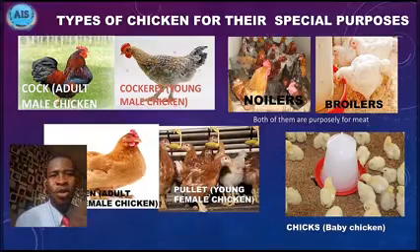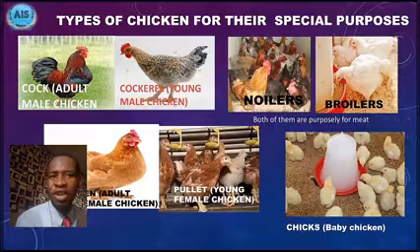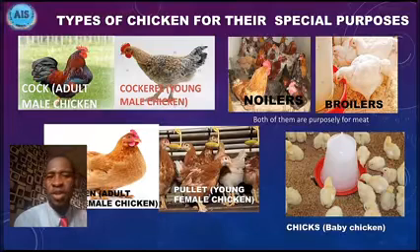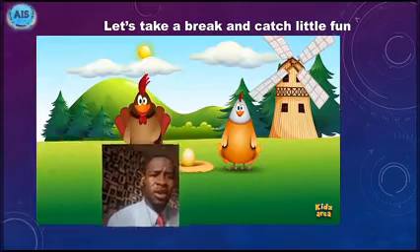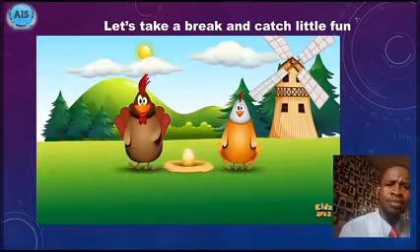And we also have noilers and broilers. Noilers and broilers, both of them are for meat production. Is that clear to everybody? And lastly, we have baby chicken, which are called chicks. They are called what? Chicks. Can you see them? Very small. Nice baby chicken. Good. Let's have a break before we continue our lesson.